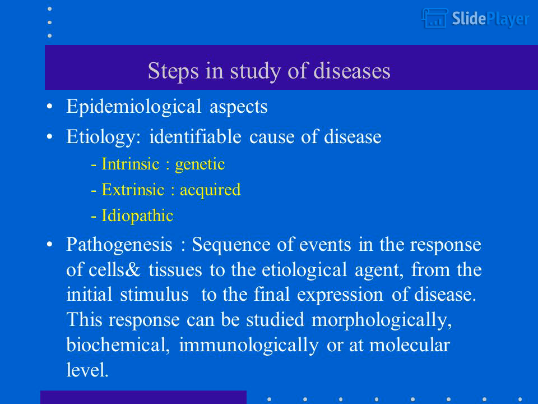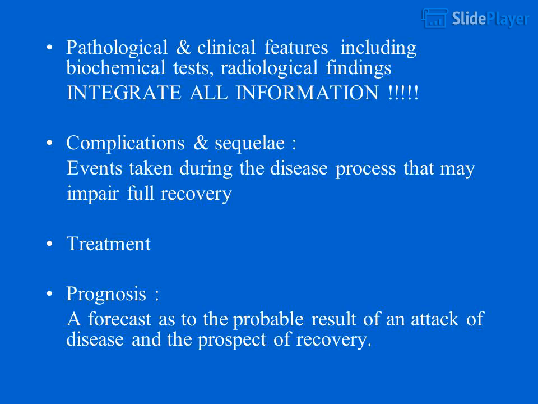Pathogenesis, sequence of events and the response of cells and tissues to the etiological agent, from the initial stimulus to the final expression of disease. This response can be studied morphologically, biochemically, immunologically or at molecular level. Pathological and clinical features including biochemical tests, radiological findings.